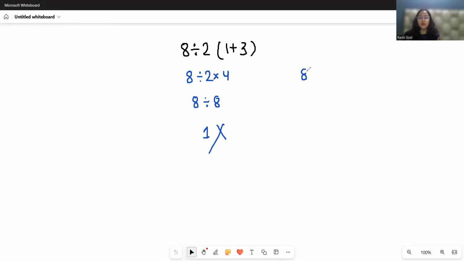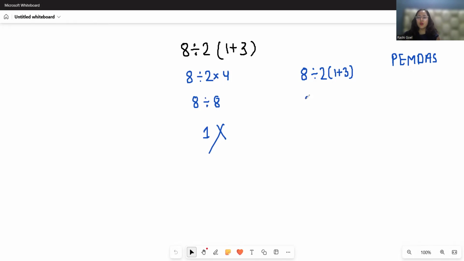So you have to follow the order of operations according to the PEMDAS rule, where P stands for parenthesis, E stands for exponent, M stands for multiplication, D stands for division, A stands for addition, and S stands for subtraction. So you have to give the same priority to multiplication and division. If they both are given, you can start from left to right, and the same for addition and subtraction.